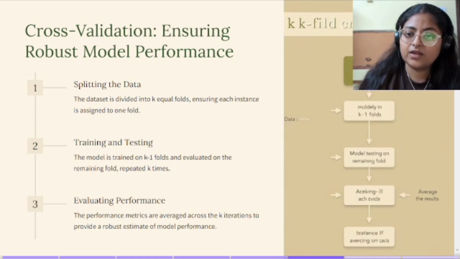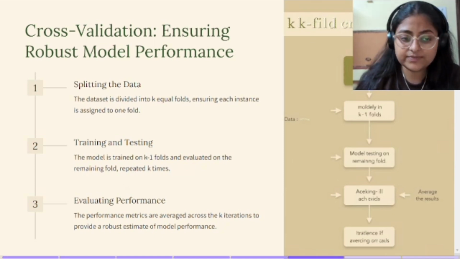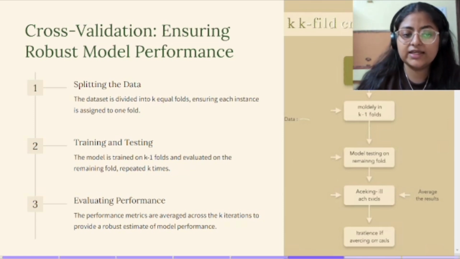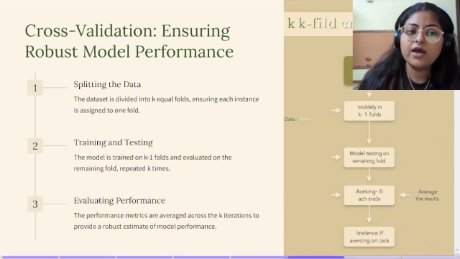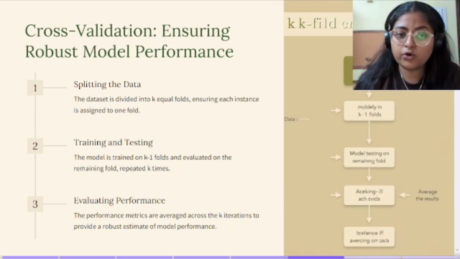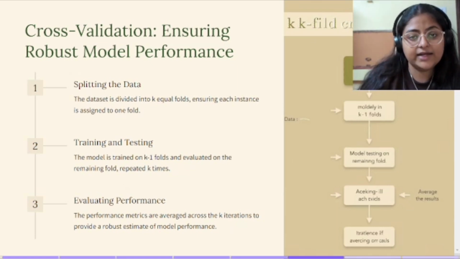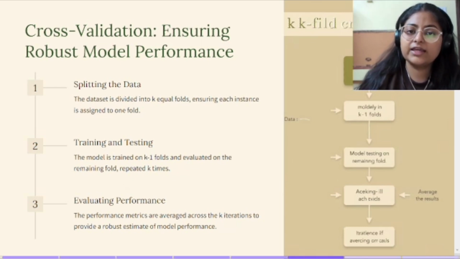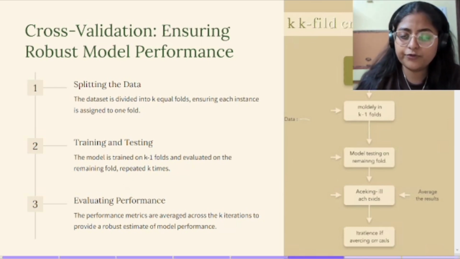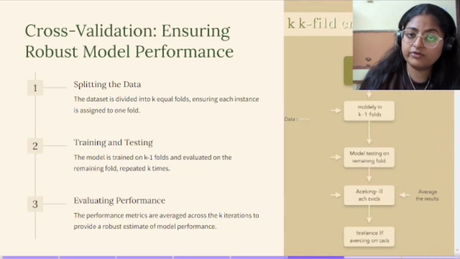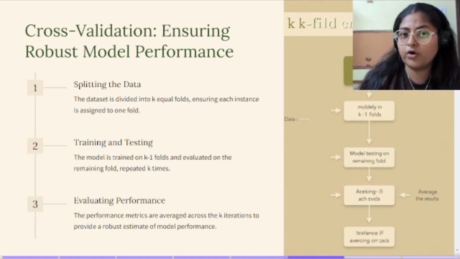Cross validation. Cross validation is a technique which rechecks the model performance, ensuring robust model performance. Splitting the data. The data is divided into k equal folds, ensuring each instance is assigned to one fold, which will be useful for cross validating the data. Training the data set. The model is trained on k minus 1 folds and evaluated on the remaining fold, repeated k times. Evaluating performance. The performance metrics are averaged across the k iterations to provide a robust estimation of model performance.